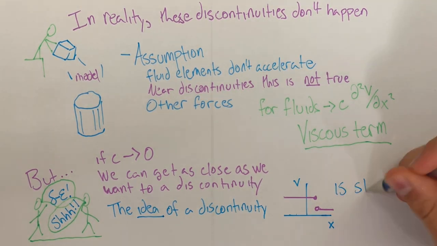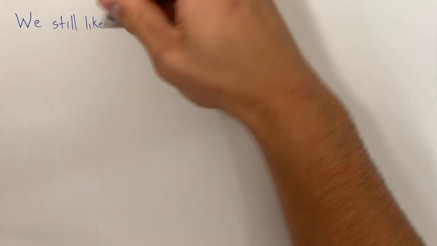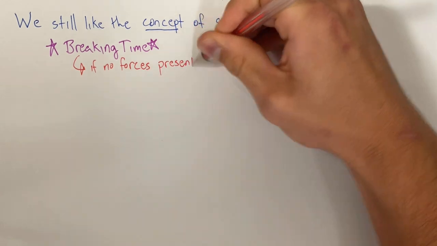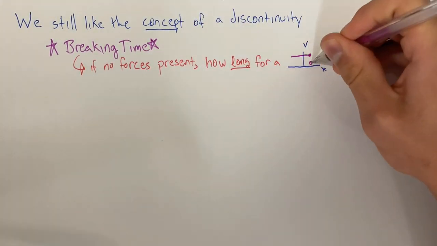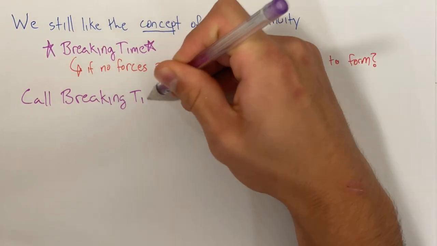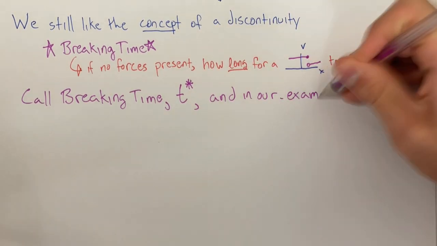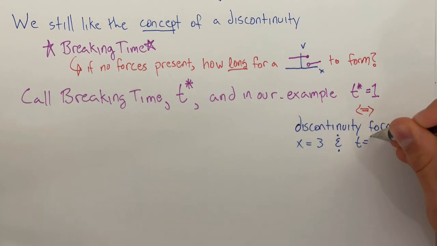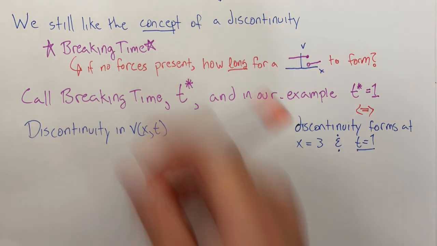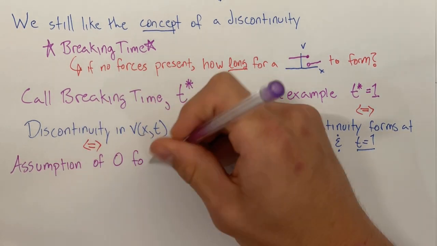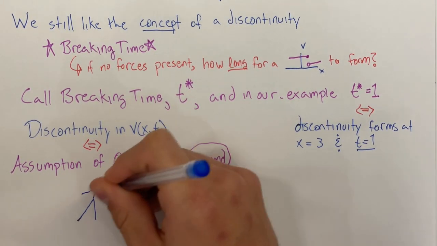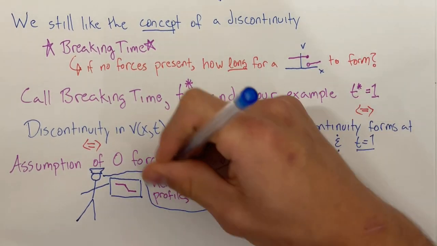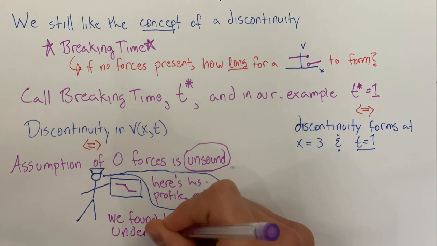However, the idea of the discontinuity is still very useful because we can define an idea of a breaking time. That is, how long would it take for a discontinuity to form, neglecting other forces. In our previous example, breaking time, t star, equals 1, because at t equals 1, a discontinuity forms. Because a discontinuity indicates that our solution breaks down, breaking time tells us not only when some type of discontinuity starts to form, but also how long our assumption of zero forces and our naive model gives us good predictions.